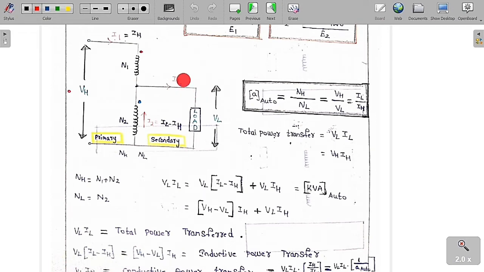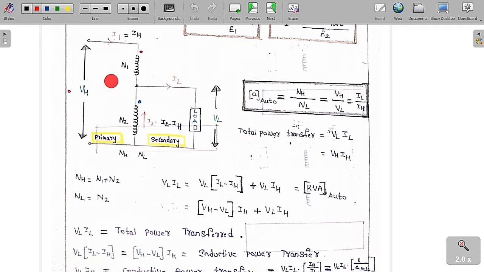I am going to assume this is IL. So this is IL, meaning this is the VL voltage, and this is the VH voltage, meaning this I am going to assume as the IH current. So VH, IH and VL, IL. This is basically I1 and this is basically I2. So IL is equal to I1 plus I2.